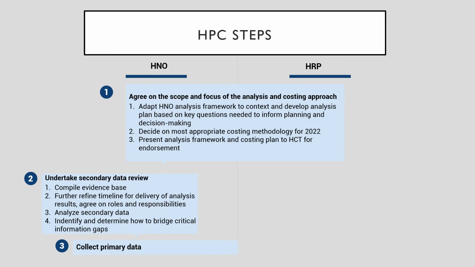In step 2, it's all about looking at the data that already exists and making sense of it. In this step, it's about compiling the evidence base, further refining the timeline for the delivery of the analysis results, agreeing on roles and responsibilities, and then actually doing the analysis of the secondary data. Based on the review of existing information, one can then identify information gaps and determine how to bridge those most efficiently.